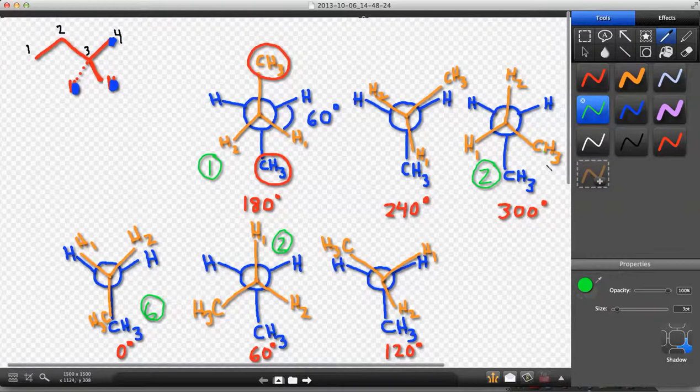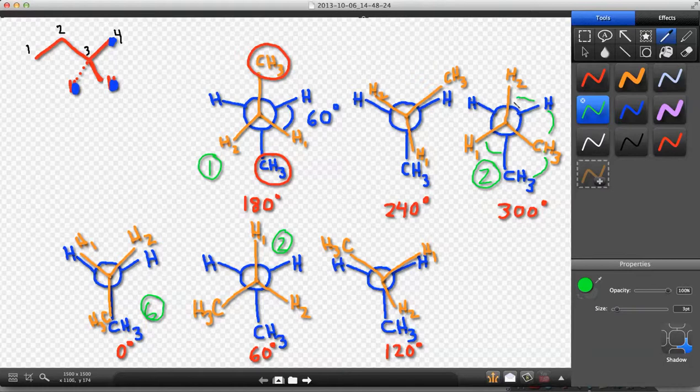You have a gauche relationship between 2 methyl groups, 2 gauche hydrogen methyls, and 1, 2, 3 hydrogen gauche. If we look at the 60 degree, there is a gauche between methyl-methyl, there are 2 methyl hydrogen gauche, and there are 1, 2, 3 hydrogen gauche. Similarly, the 240-degree rotamer and the 120-degree rotamer are equivalent in energy, so I'm going to call those 5 and 5.